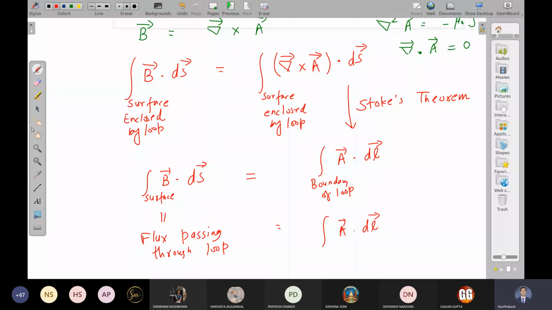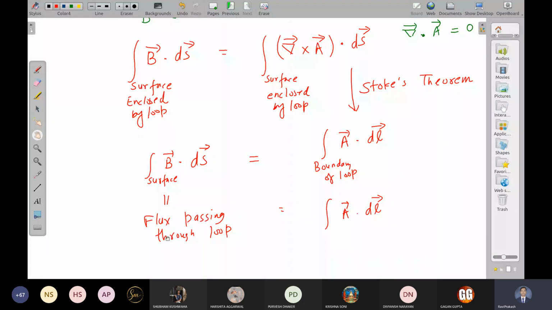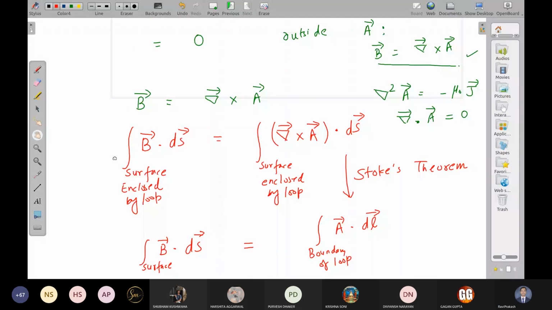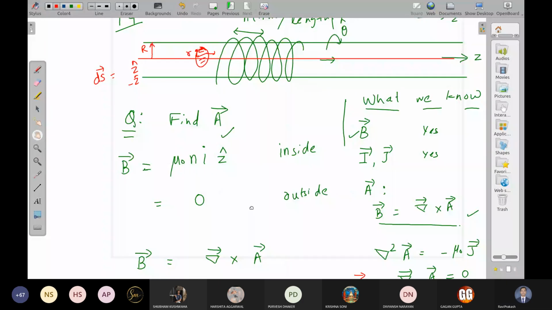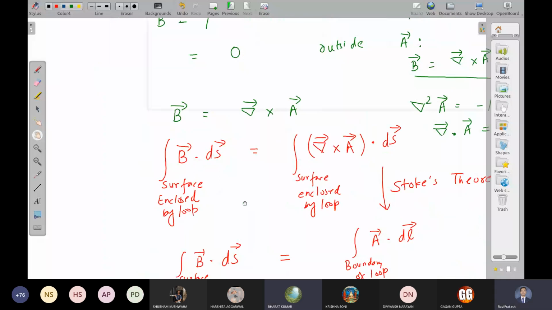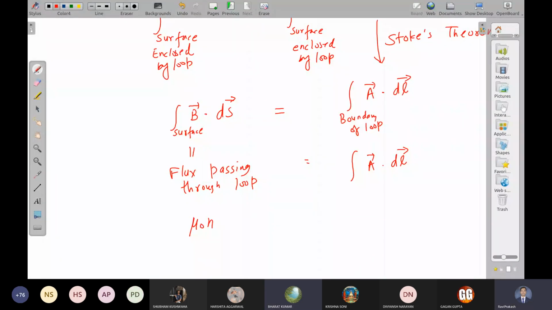Okay. What is the quantity on left hand side? Can you answer? Magnetic field is given to you. Surface is given to you. What is the answer on this side? Magnetic field into the area. And this field is perpendicular to this area. And area is how much? Pi r square. And since field is constant, I can take B out and this is the area.